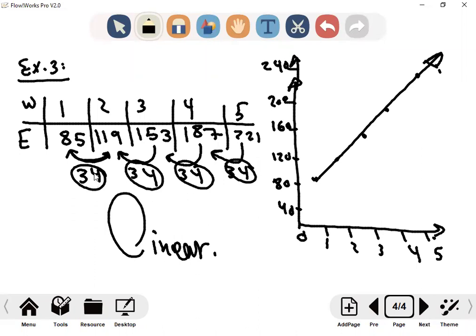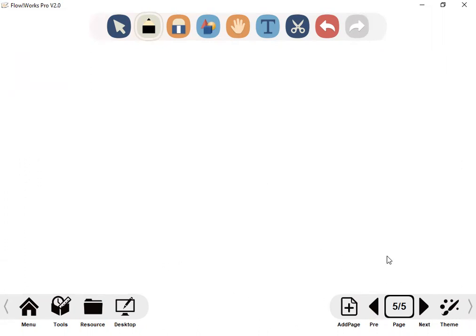Here, 85 plus 34 gives 119, plus 34 gives 153. In the linear, they should be the same numbers. If it's not equal, it's not linear, but maybe it's another function. This we will learn later on. Here it's linear. Done? Done. Before example 4, we are done with the linear function. How do we know it's linear? By its formula, by graph, and by tables.